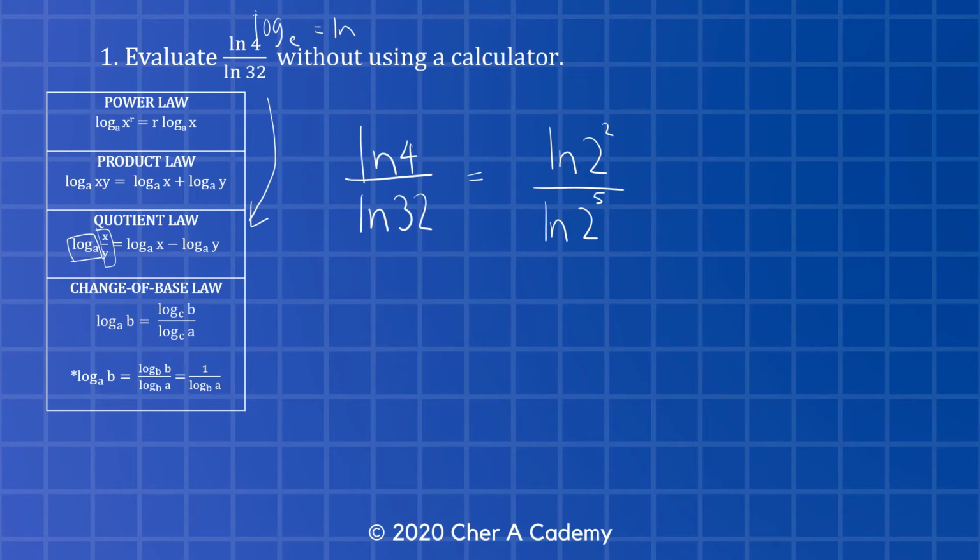2 to the power of 5 is 32. Okay, so now I can make use of the power law. I bring down the power, ln 2 over 5 ln 2. Now I have ln 2 here, and I have ln 2 here, and I can cancel each other out since they are in a fraction. And 2 over 5 will be my final answer.